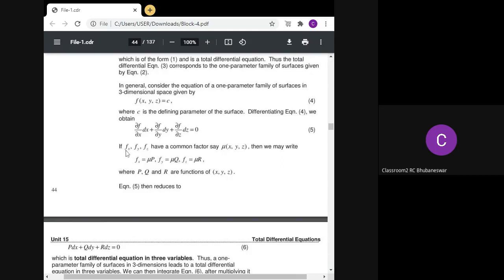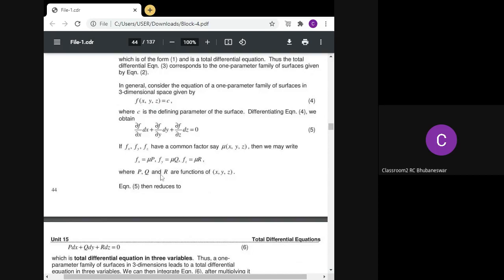So if the condition is imposed here, if fx, fy, fz have a common factor mu, and mu is a function of x, y, z, then you can represent the factor in the form of fx equals mu into p, fy equals mu into q, and fz equals mu into r. And again we are saying that p, q, r are functions of x, y, and z.